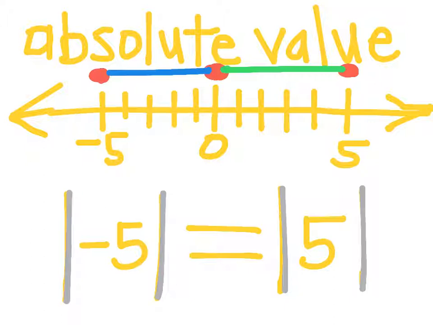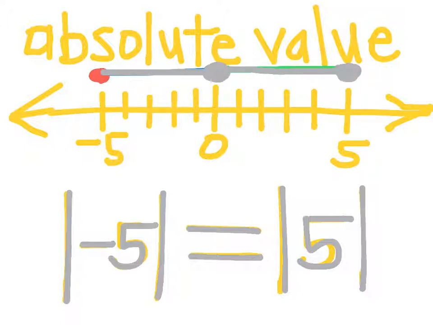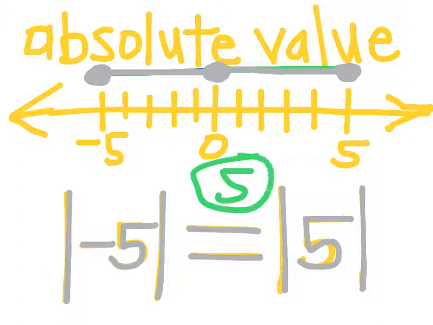Well, what we know is that the absolute value of -5 is equal to the absolute value of 5, which all that means is the distance from negative 5 to 0 is the same as the distance from positive 5 to 0. They both have a distance from 0 of positive 5. So what is the absolute value of negative 5? Well, it is 5. What is the absolute value of positive 5? Still 5.